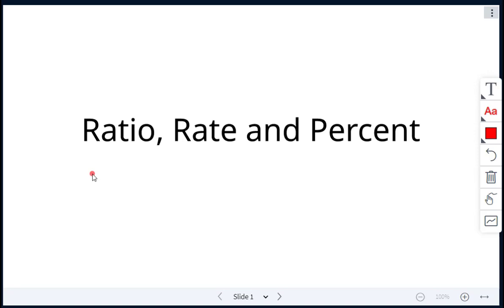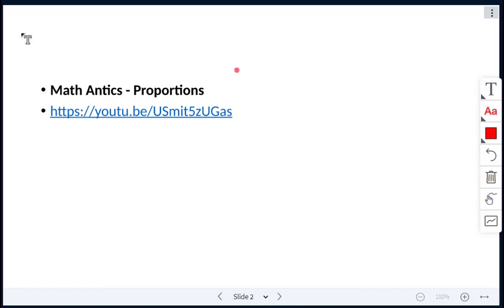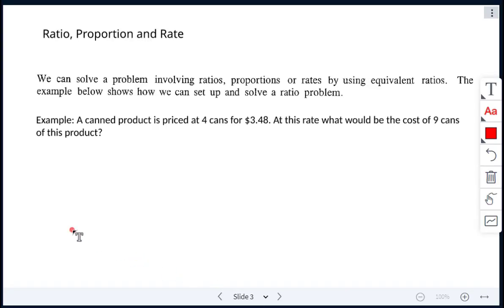So today's class on ratio, rate, and percent, we are looking at ratio, proportion, and rate. We just started by watching this video, Math Antics on proportions. We can use equivalent ratios to solve problems that have ratios, proportions, or rates. But like I said, we also use what we learned about cross multiplication.